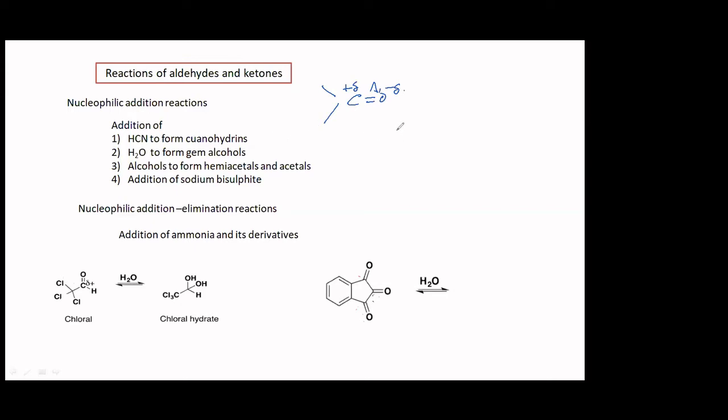So HCN, when you add, you have to consider this as H plus CN minus. This is a nucleophile here. So H plus has to go to oxygen, CN minus has to come here, isn't it? So that is how you are going to get a cyanohydrin, OH and CN.